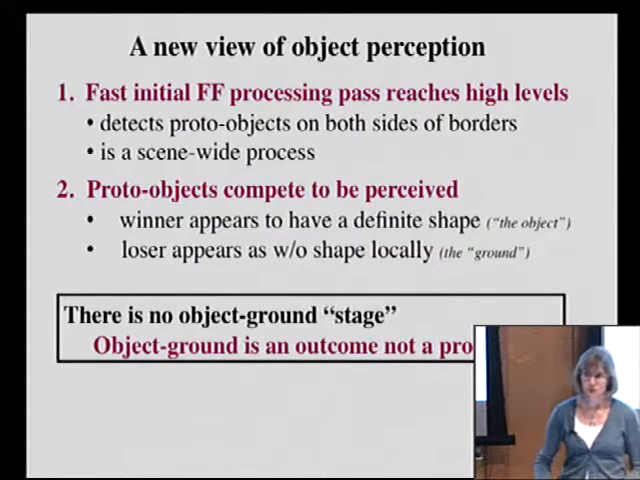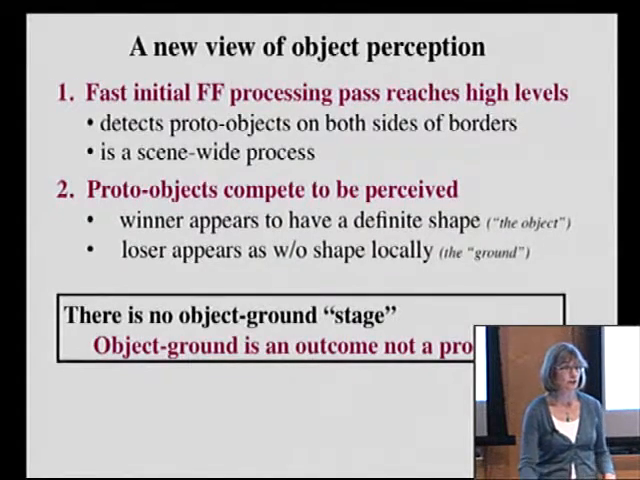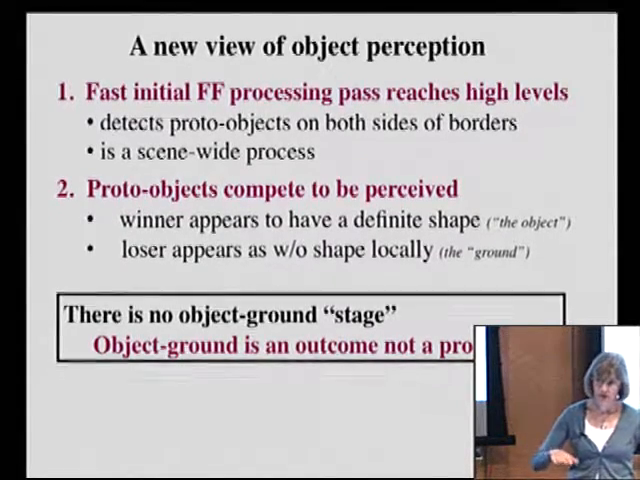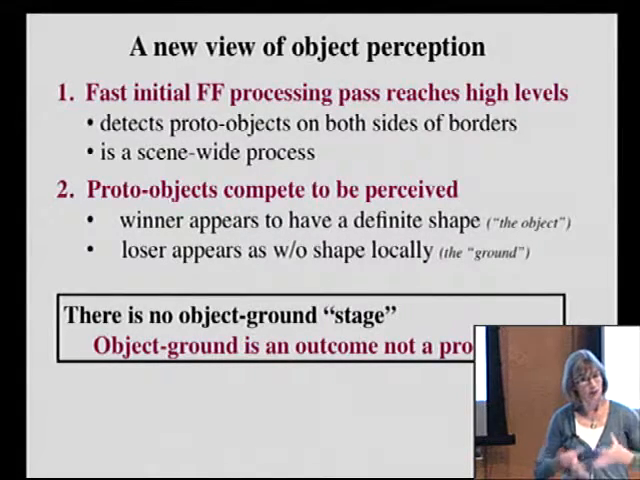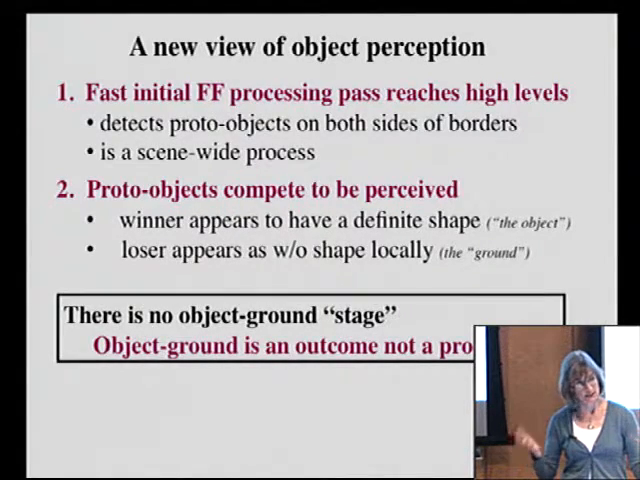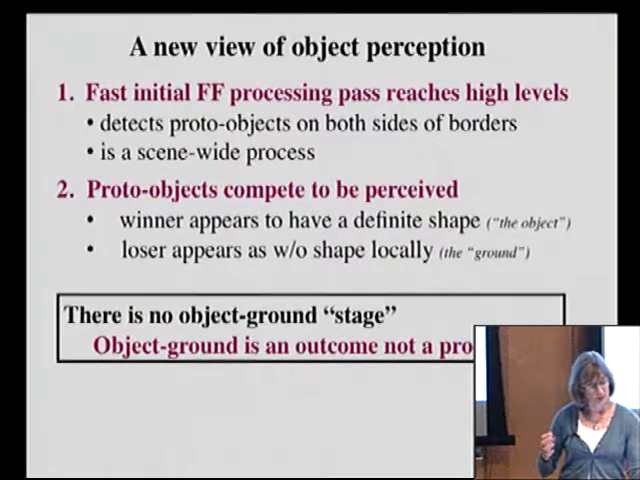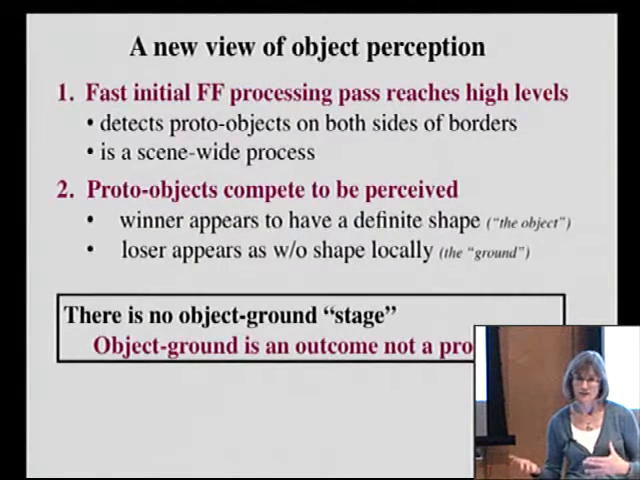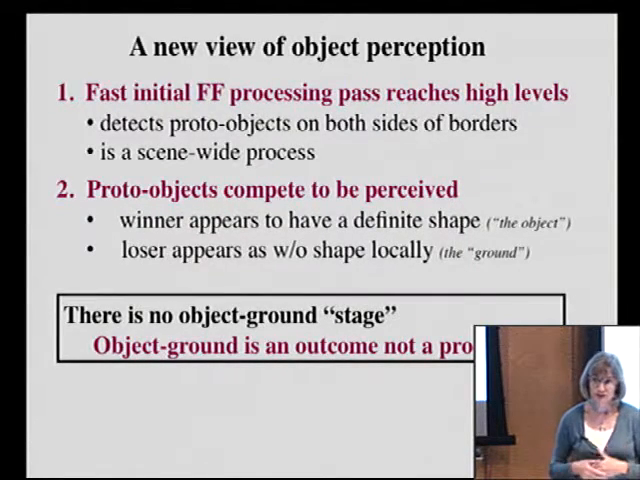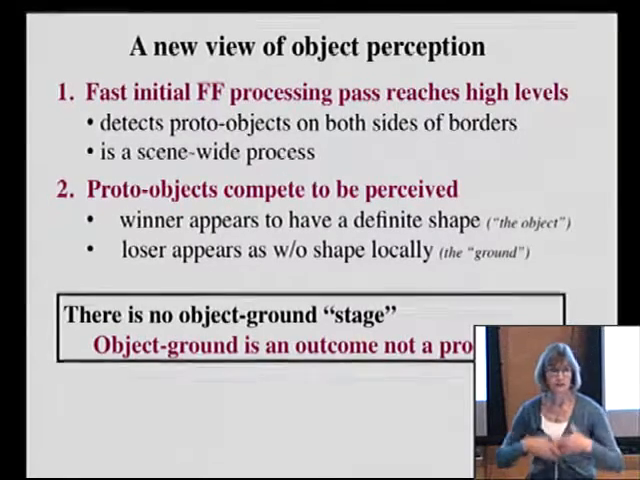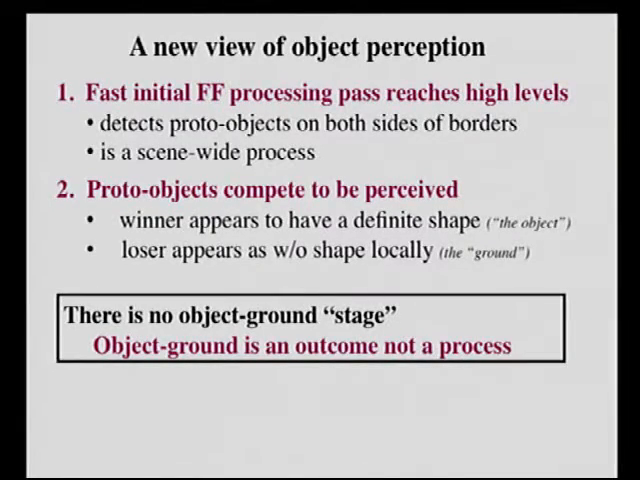So in other words, we don't believe there is any object-ground stage that happens early, and we believe that all of these object properties are accessed for both the region ultimately perceived as the object and the region ultimately perceived as the ground. And so we think that object perception is an outcome. It's not a stage in the process.